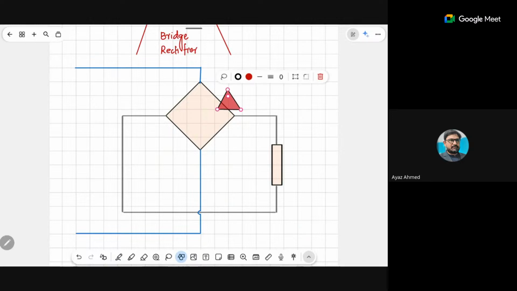The diode will depend upon the requirement of my circuit. Okay, this is one of the diodes. So I will connect that diode here. This diode will be connected in this way. This is one of the diodes.